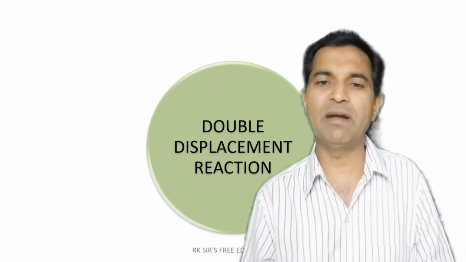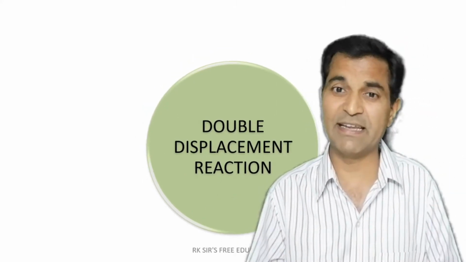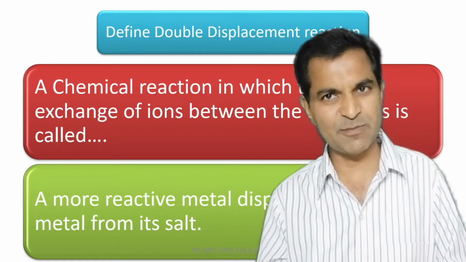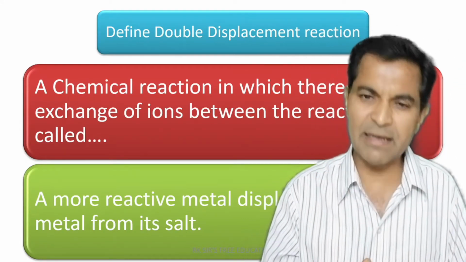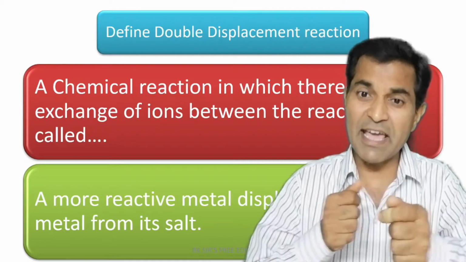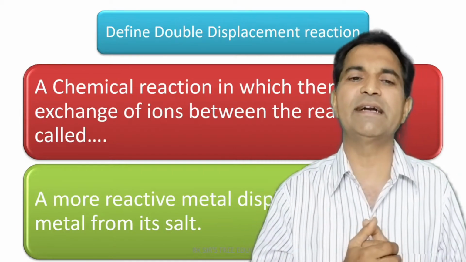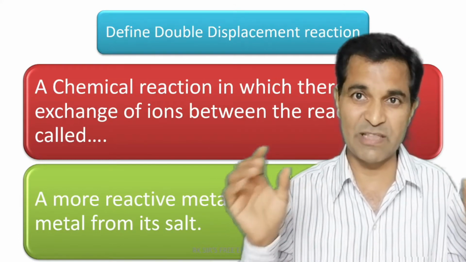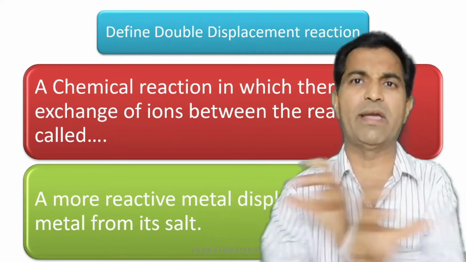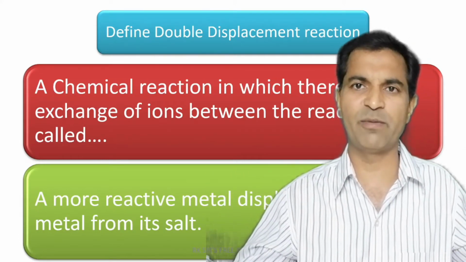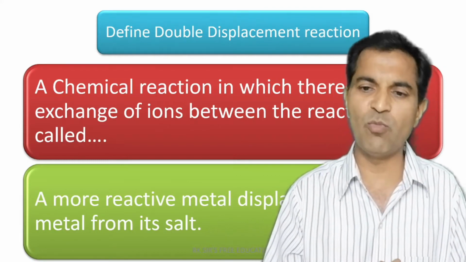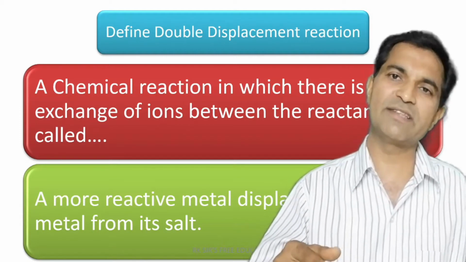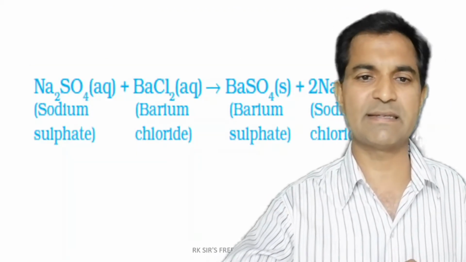Next is the double displacement reaction. The name itself indicates double displacement, right? A chemical reaction in which there is an exchange of ions between the reactants is called a double displacement reaction. It means there will be displacement of two ions between the salts of different metals. A more reactive metal displaces a less active metal from its salt, just like in a single displacement reaction.